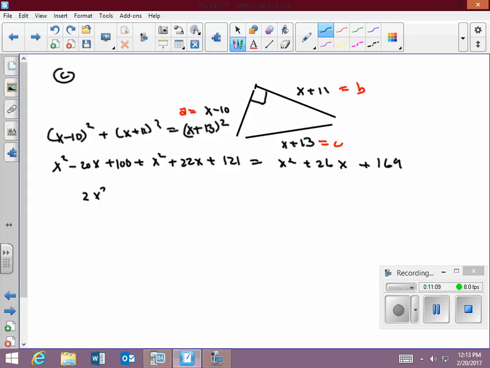So on the left we have 2x squared plus 2x plus 221. That's x squared plus 26x plus 169. We get everything on one side and 0 on the other. So if I move everything to the left, then I have x squared, and that's minus 24x, and then plus 52. Is that right?